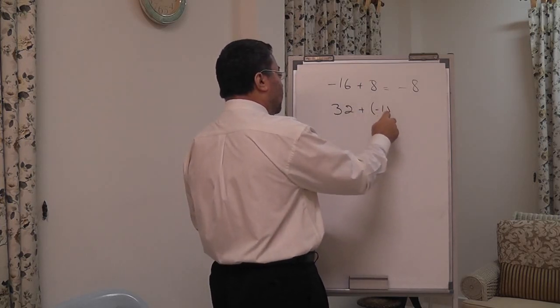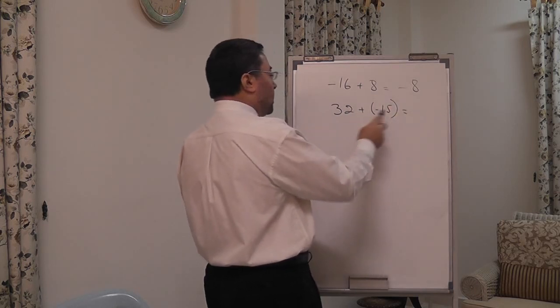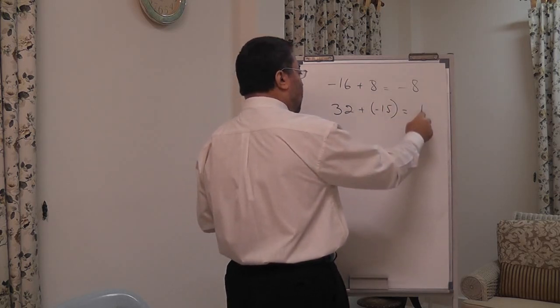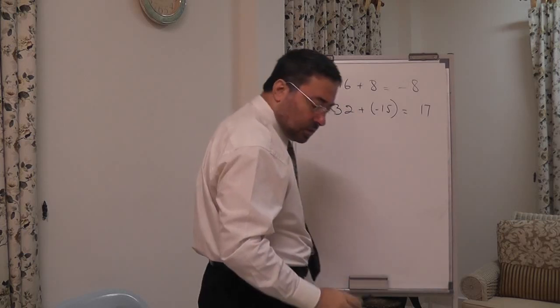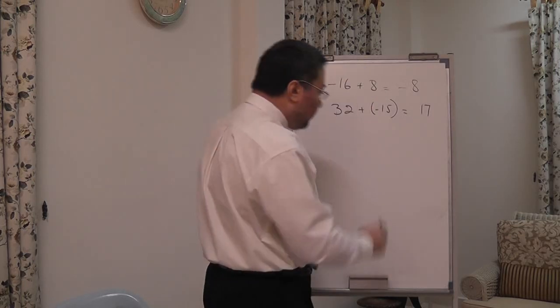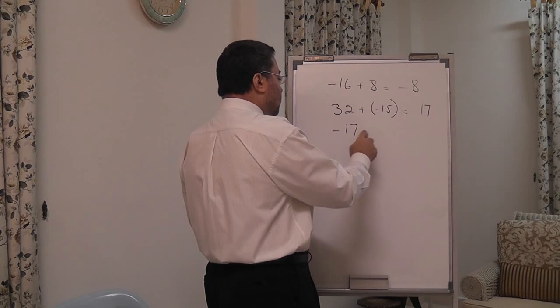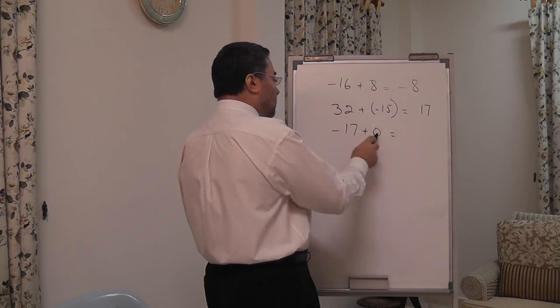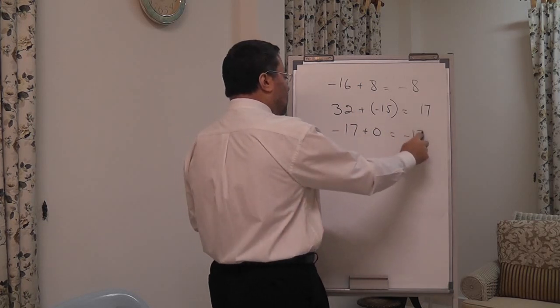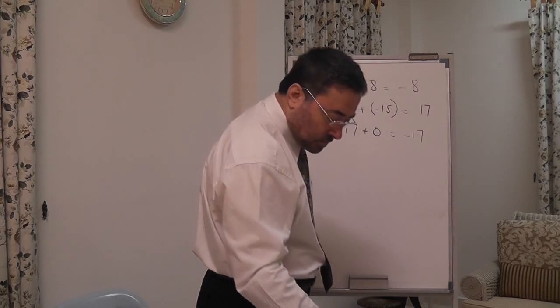Number 10, 32 plus minus 15. Again, we get their difference, and the sign is the sign of the larger, so that will be 17. Number 11, minus 17 plus 0. This 0 will not change the number, so the answer is minus 17.